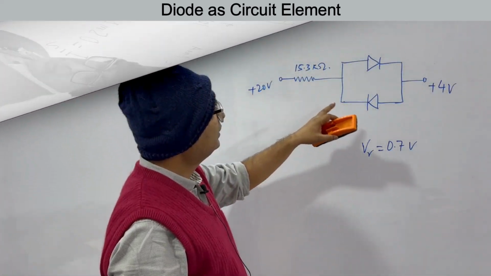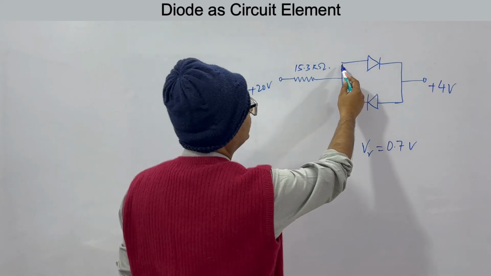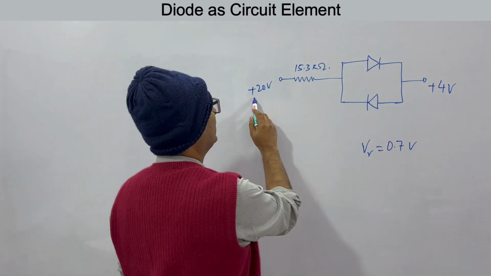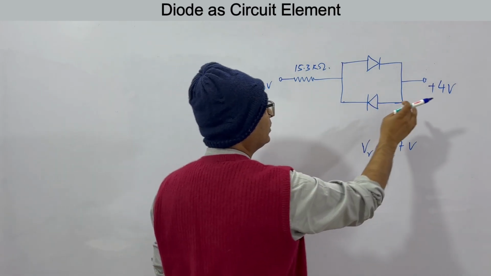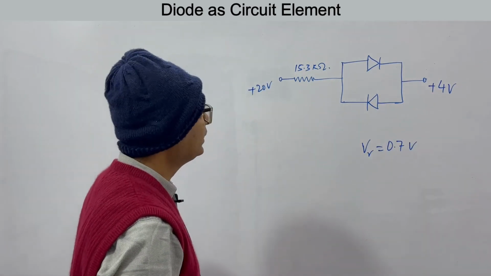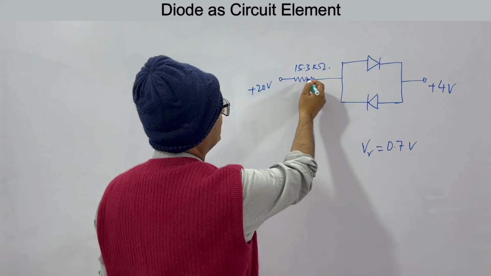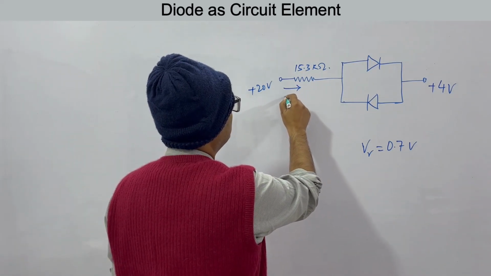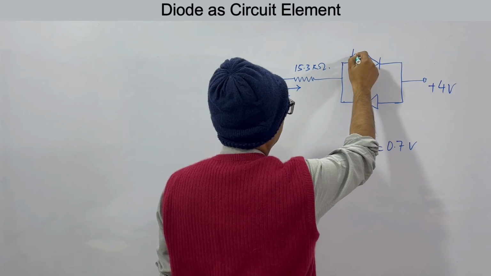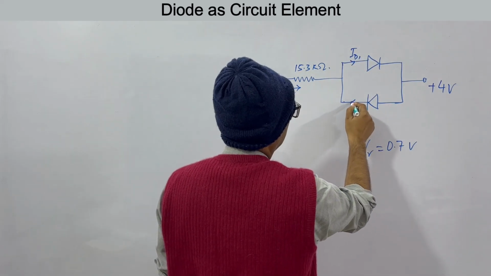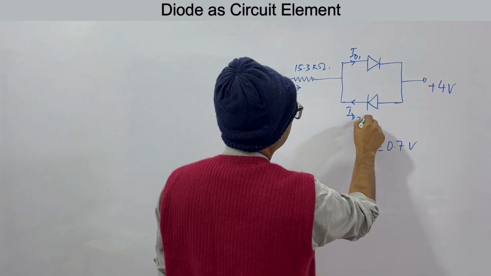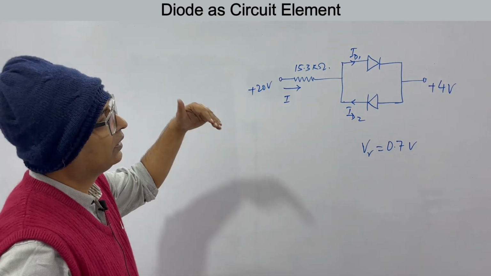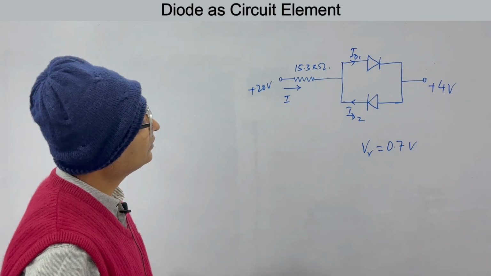Okay, see this circuit. We have two diodes. One is in this direction, the second one is in this direction. The supplied voltage is plus 20 volts this side and plus 4 volts this side. And we have a resistor here, 15.3 kilo ohms. What we have to find is I, ID1, and ID2. Can you think of how to go about this question?